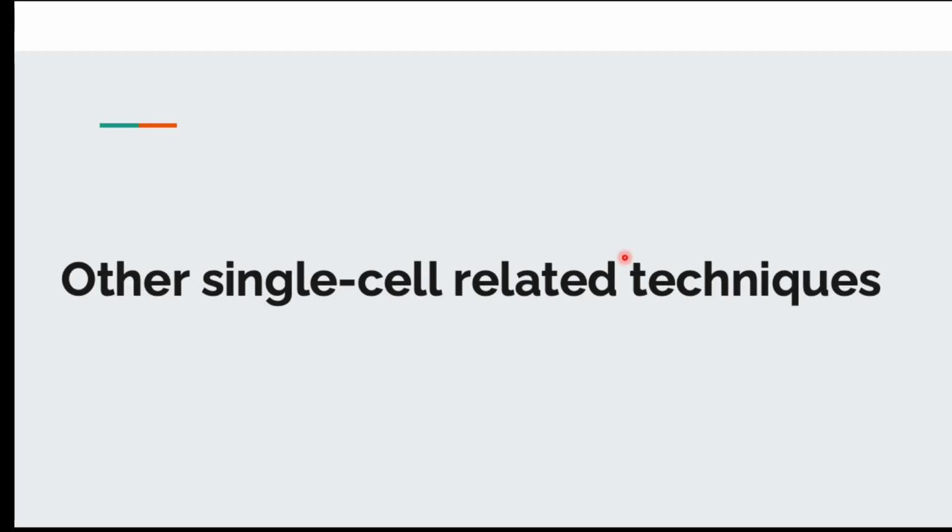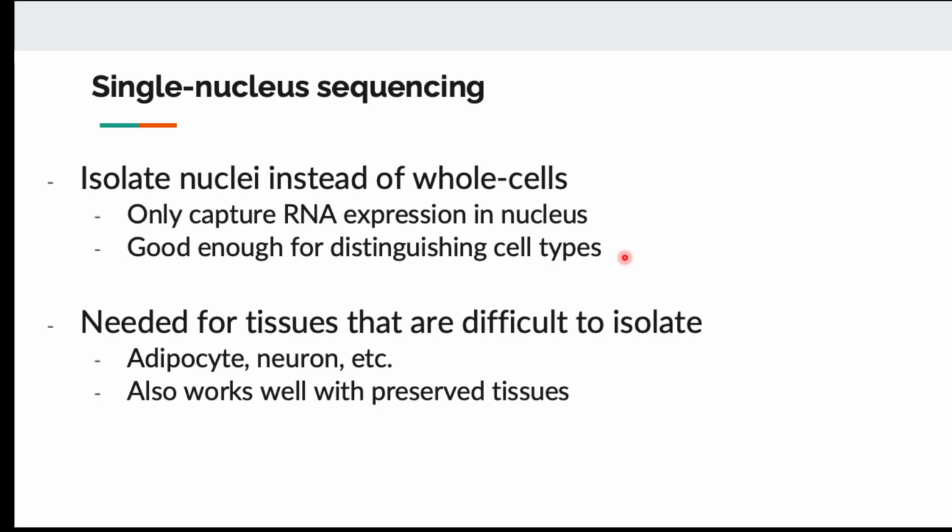So let me introduce you to other techniques that allow us to analyze tissues or cell culture at high resolution. So in some situations, single cell requires you to be able to isolate all the cells. But in some tissue, depending on the structure, depending on the cell attachment, you cannot isolate them easily. For example, in fat cells or in neuron cells, you cannot easily isolate individual neurons or individual adipocytes from the tissue. So in this case, what you have to do instead is to do a single nucleus sequencing.